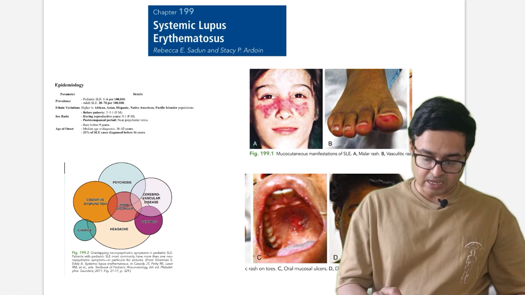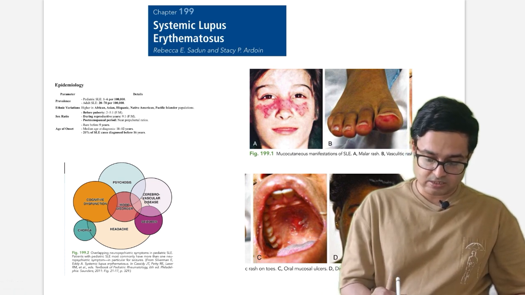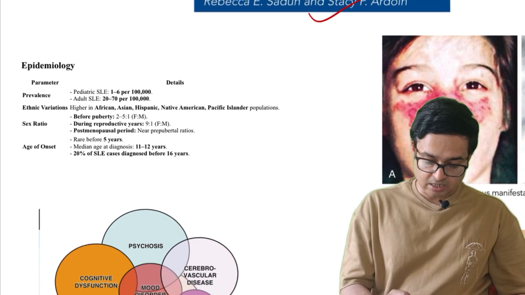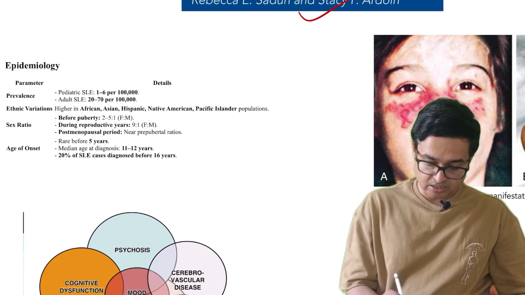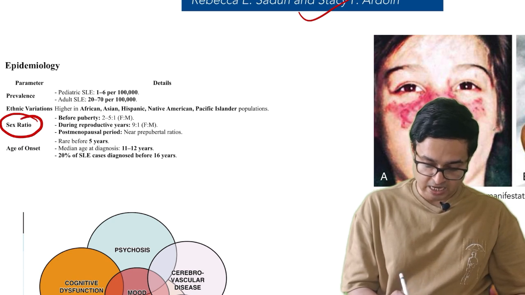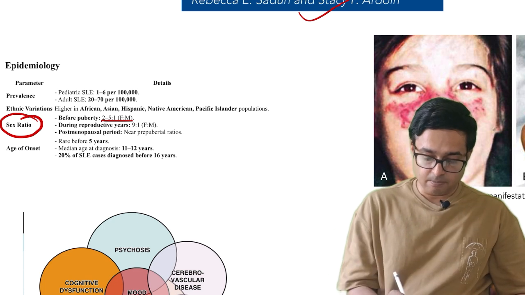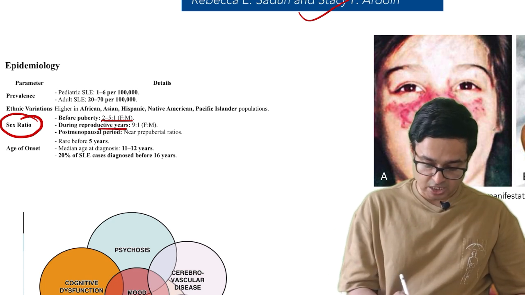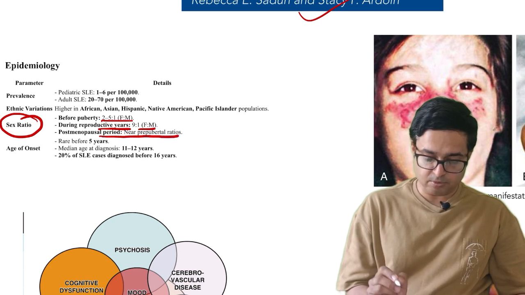Again, we'll discuss SLE. Okay, so SLE is important. Ethnic variations can be seen. What I want to focus on is the sex ratio. Before puberty, it is female to male, with females more involved, but during the reproductive age group, females are 9:1, and in the post-menopausal period it is near prepubertal ratios.